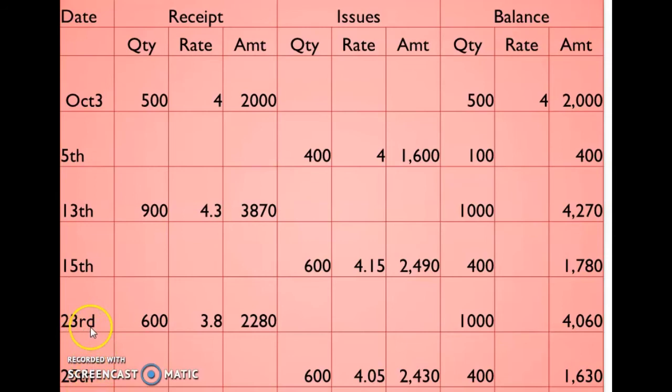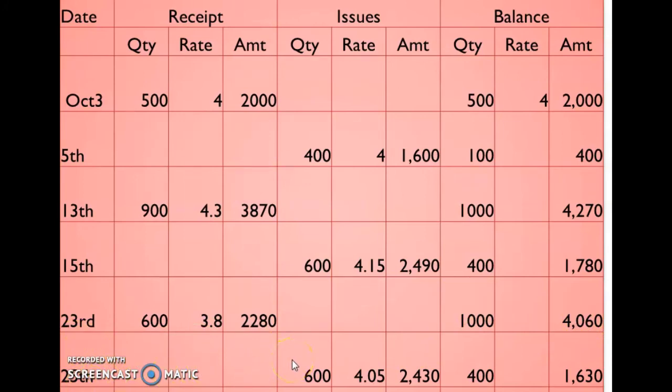Now see here, on 23rd October we have 600 units as receipts at the rate of 3 rupees 80 paise. We multiply these two and put the answer here as 2280. Now we record this transaction in the balance column. We add these 600 units to the 400 units, and the amount 2280 to rupees 1780. Finally, we get 4060.